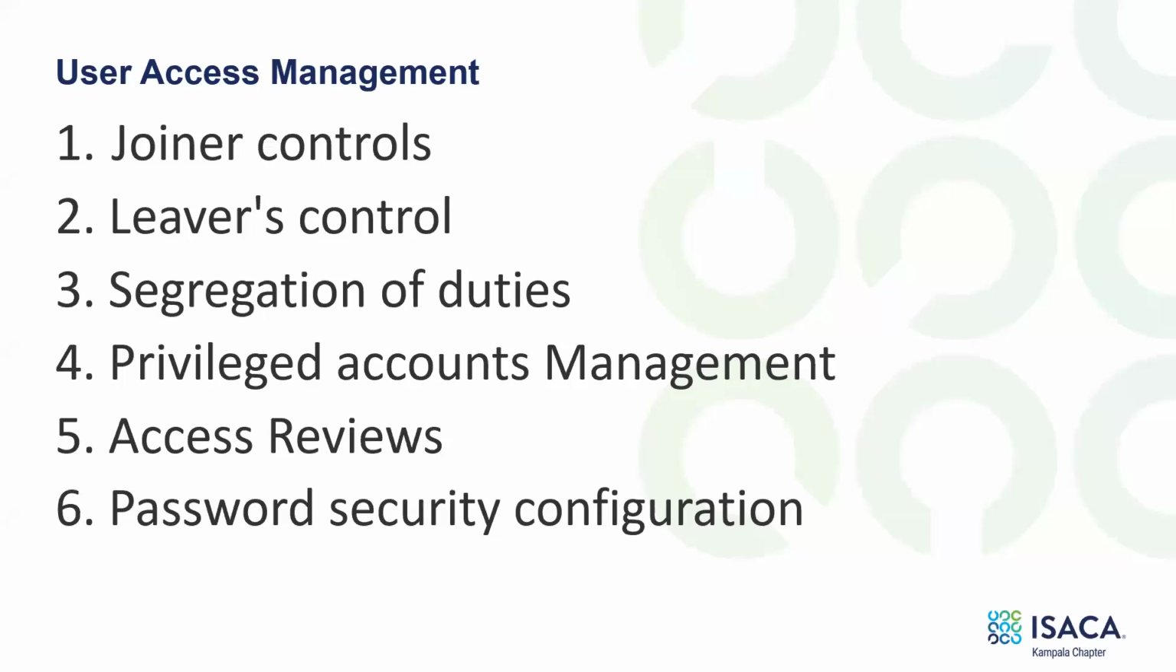Then we have what we call access reviews. We have what we call a segregation of duties. Sorry. Do we have a segregation of duties matrix in place and a role matrix? Are these two mapped? Because you may be having a role that is not mapped to a user group. Ideally, when we are assigning rights, we should assign rights using the role groups that have been created.